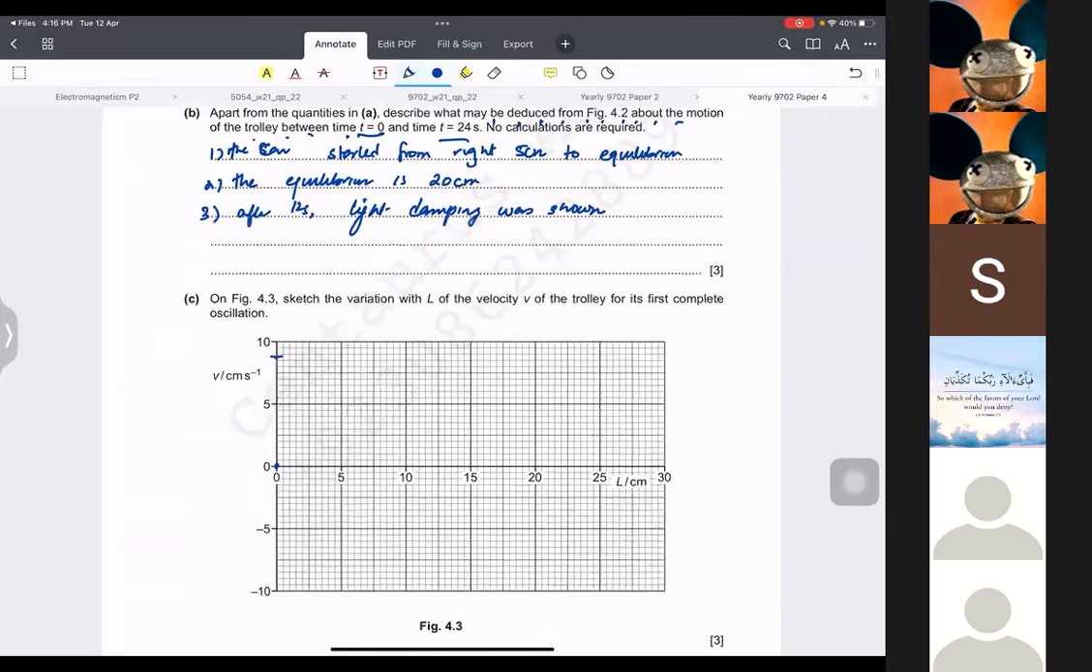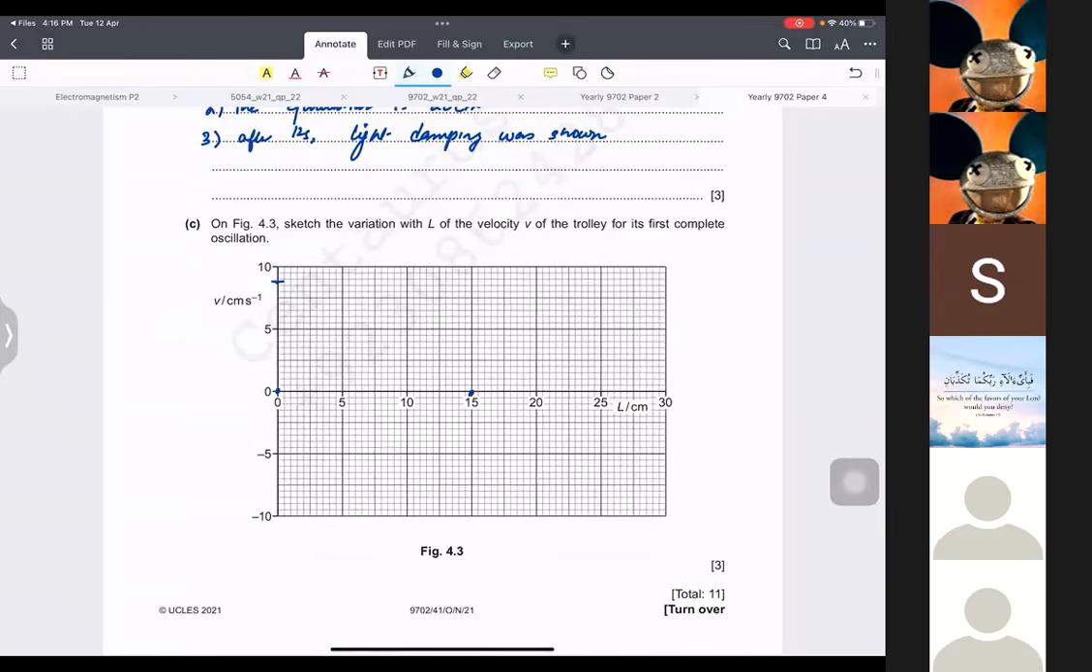Okay, so I gotta make 15 and 25. Well, how are we going to show two values? This is important: 7.5, 7.6, 7.7, 7.8, 7.85. So when the speed was maximum, the length was 20. So it should be right here.